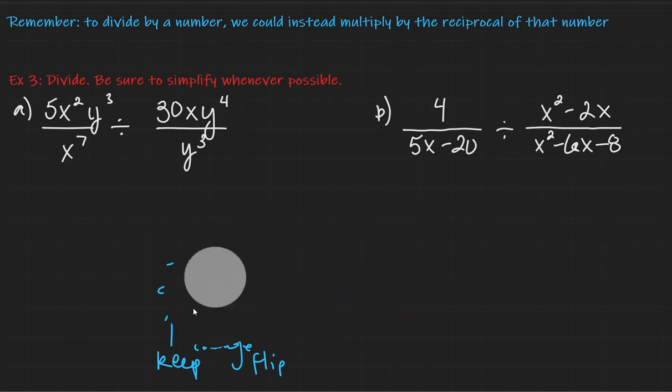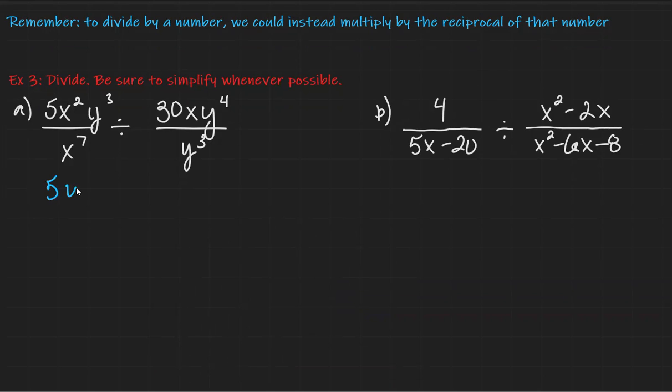Okay, so let's try that here. Let's apply that here. Okay, first, in part A, remember we always want to simplify as much as we can to start off with. This first fraction, x squared divided by x to the 7th, that's 2 minus 7, so that's x to the negative 5. We throw it to the denominator to make it positive, so 5y to the 3rd over x to the 5th.